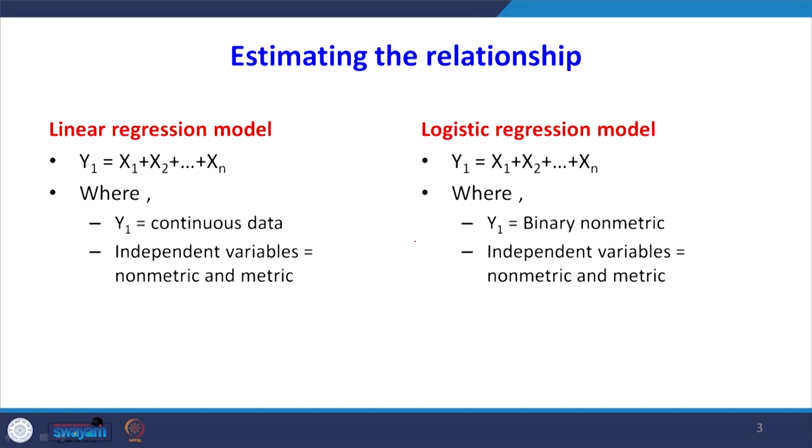Whereas in the logistic regression model, the general model is y1 equal to x1 plus x2 to xn, where y1 is a binary variable, a non-metric binary variable. The independent variable can be continuous or discrete, we can say it the other way, it may be metric or non-metric. That is the basic difference between the linear regression model and the logistic regression model.